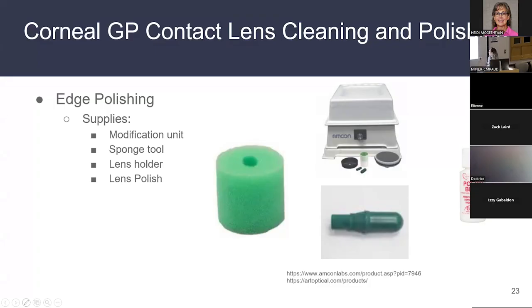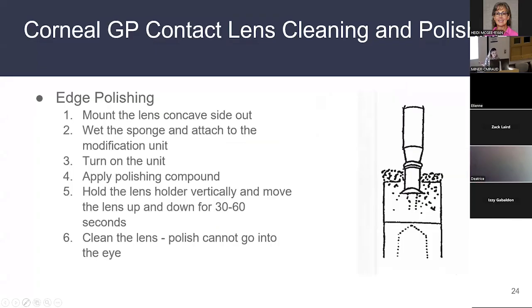Then you also need some lens polish. This is different than the more abrasive cleaner because it's actually designed to modify the lens material itself rather than just clean the surface of it. The process of polishing a lens is fairly easy.